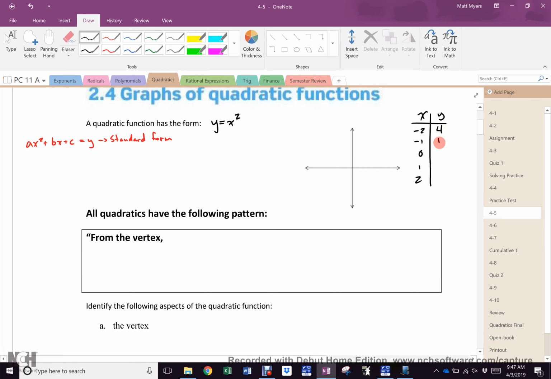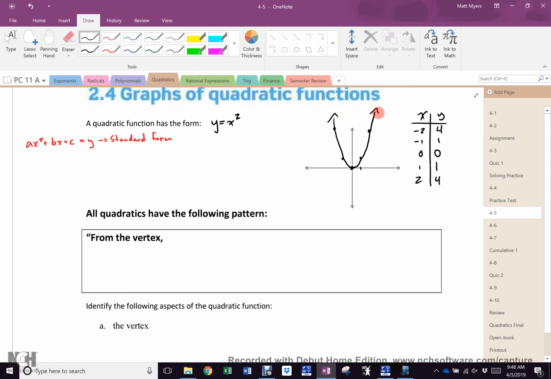1. When x is 0, what's my y value? 0. When x is 1, what's my y value? 1. And when x is 2, what's my y value? 4. So 0, 0, right there. Agreed? Over 1, up 1. Agreed? Over 2, now up 1, 2, 3, 4. And I get this curve now. Everybody cool?